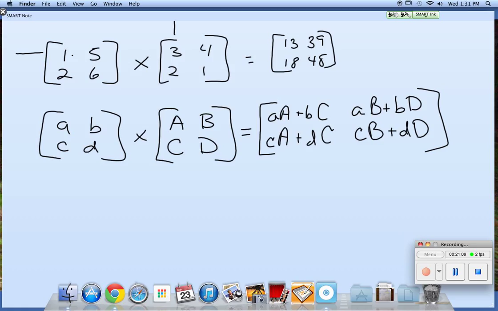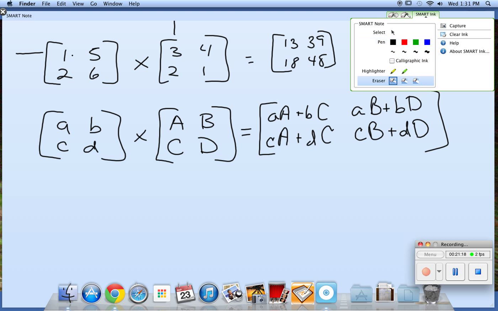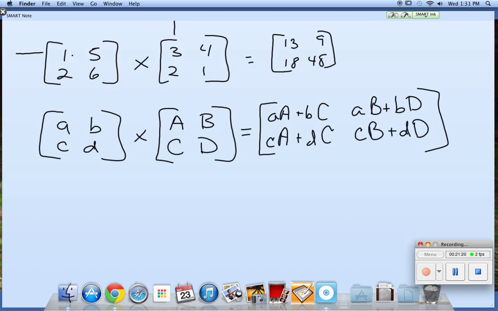I don't think that 39's right. Yep, 9. So this 39 isn't right here. It's just 9, right? Because look at what we're doing. This row times this column, right? So 1 times 4, 5 times 1.